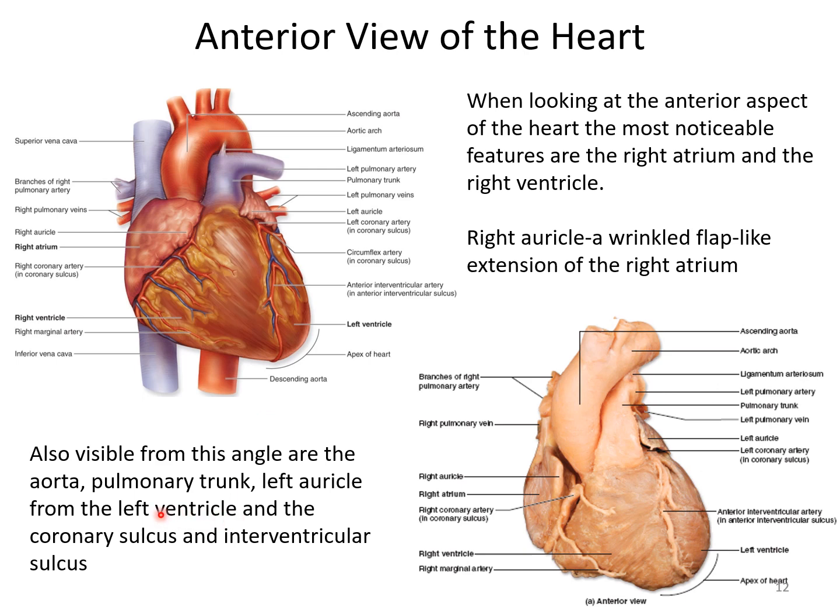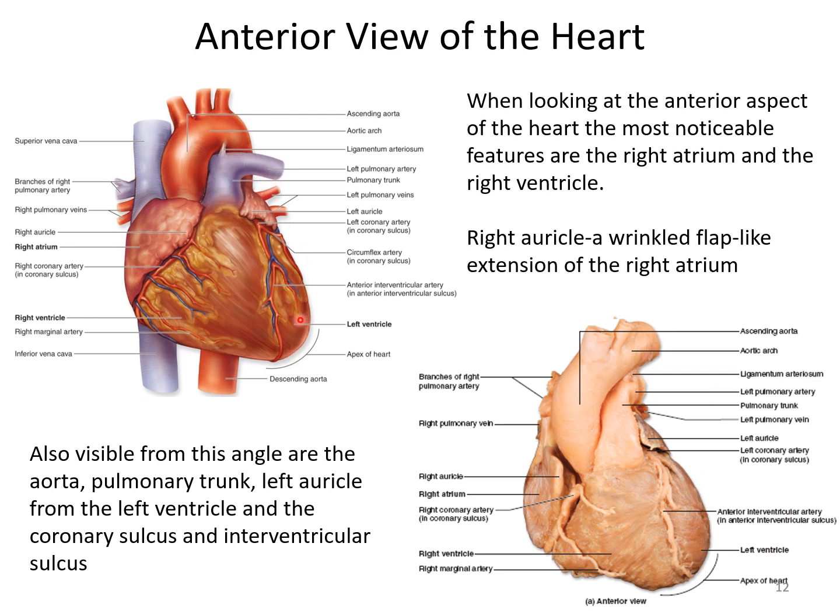Okay, so this should say atrium. Where it says the left auricle from the left ventricle, I don't know what I was trying to say there. The auricle is on the atrium. Certainly you can see the left ventricle. Maybe I meant to say "and" instead of "from." So you can see the left auricle, which is attached to the left atrium.